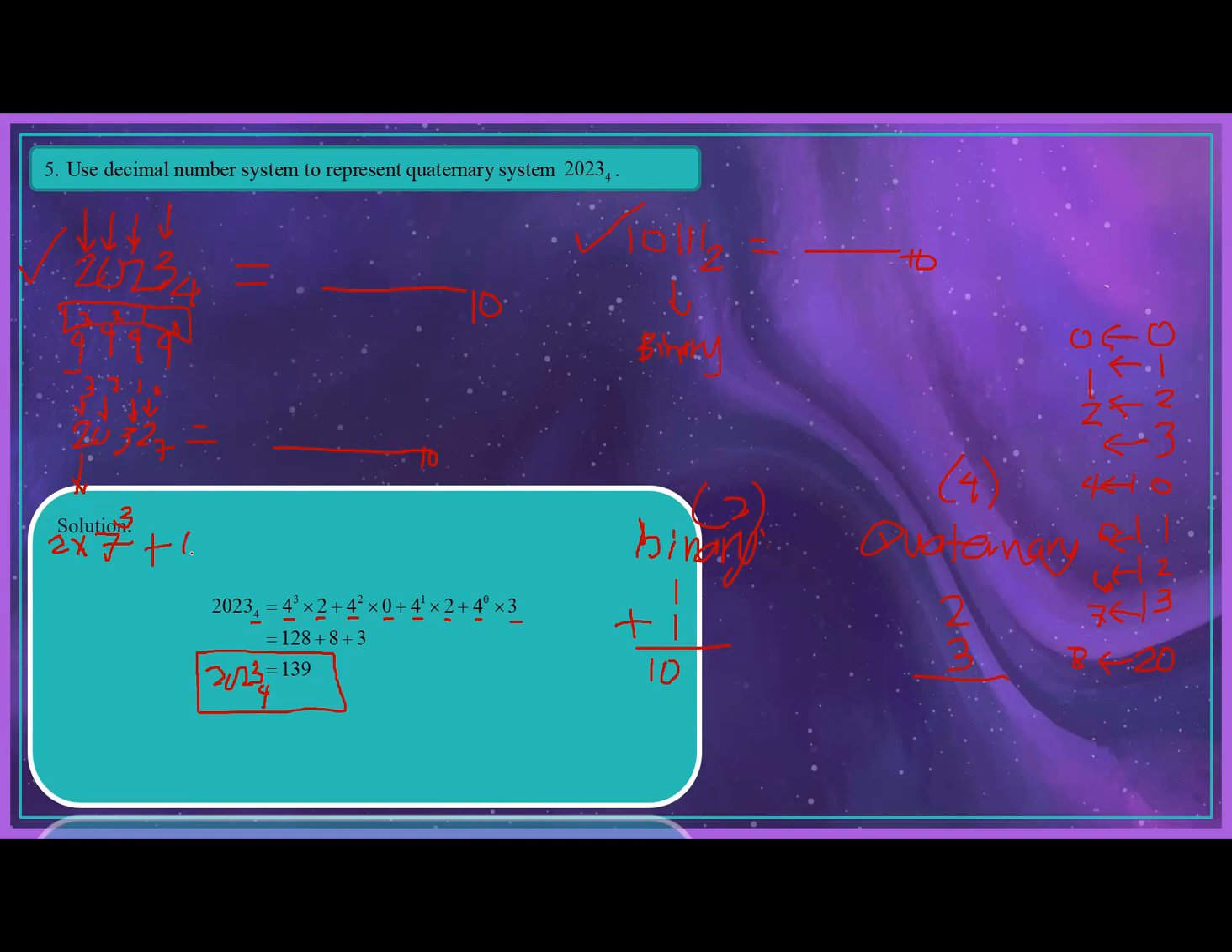Next is 0 times 7 squared, plus 3 times 7 to the first power, and plus 2 times 7 to the 0. So the equivalent for that is our base 10. Any questions? None. Okay, so let's continue.